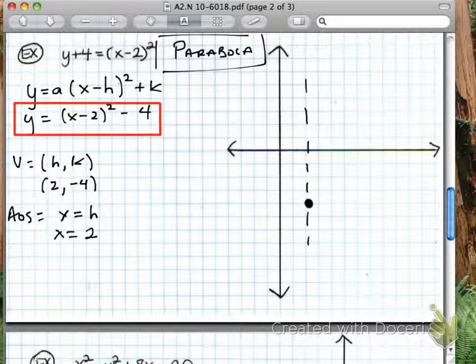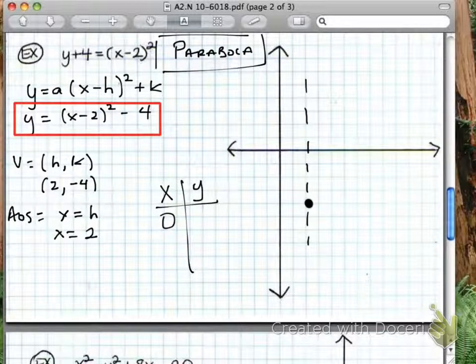But the next thing I can do is make a t-table. You need to have your vertex first so you can get a gauge of how much graph you're using. I'm going to start like every other person and start with 0. If x is 0, that means I have 0 minus 2, which is negative 2. Negative 2 squared is 4. 4 minus 4 is 0. So if x is 0, y is 0.